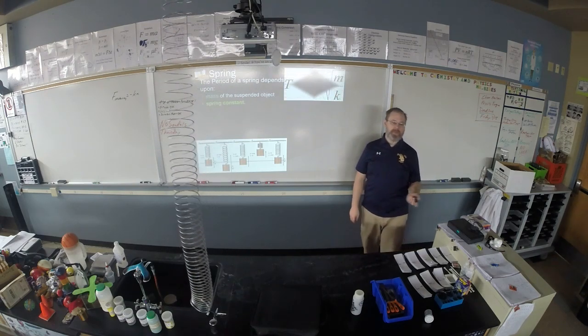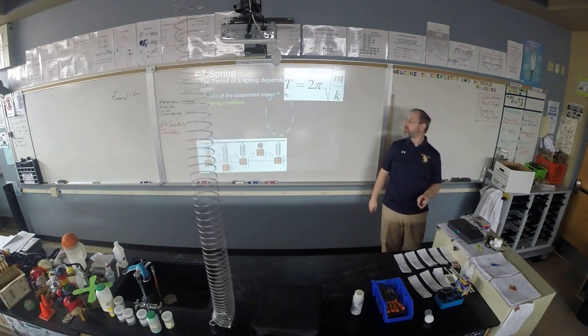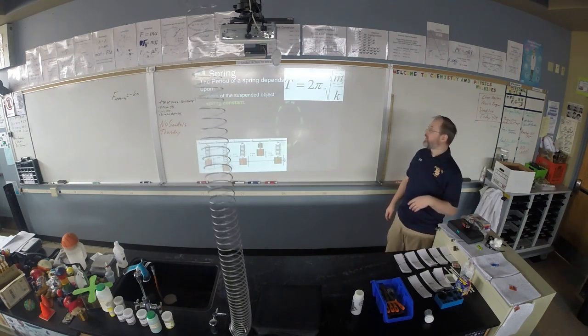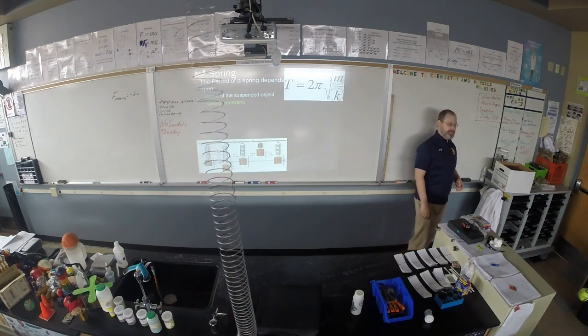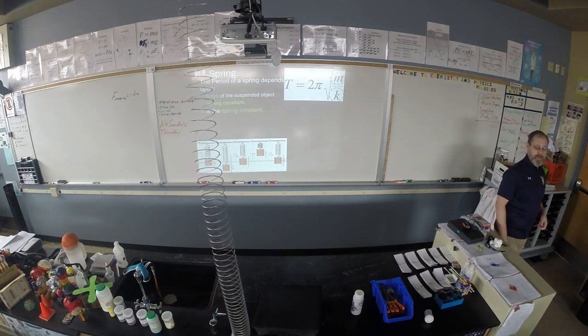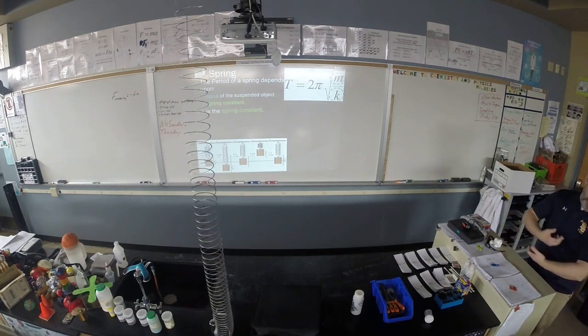I hope you spend some time on the simulations looking at the vectors so you can memorize these. Now the math of a spring is really interesting. The math of the period of a spring is 2 pi radical m over k.